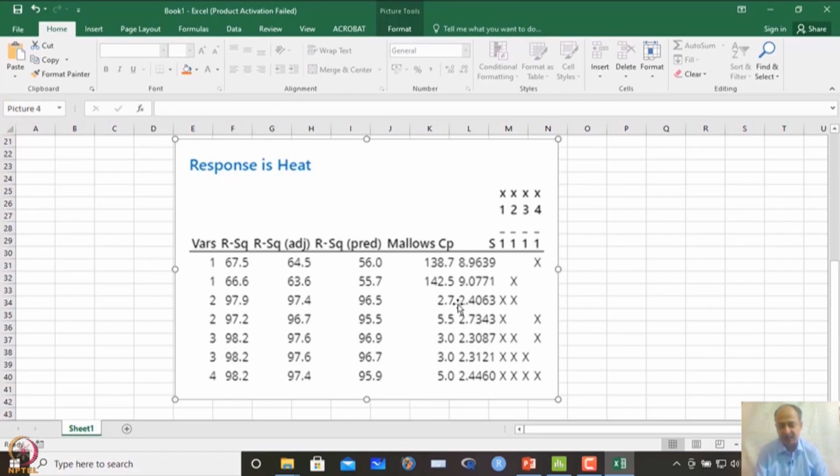Now, you have to check whether the model with 2 variables is good, what is happening with 3 variables, and what is happening with the other 3-variable models.